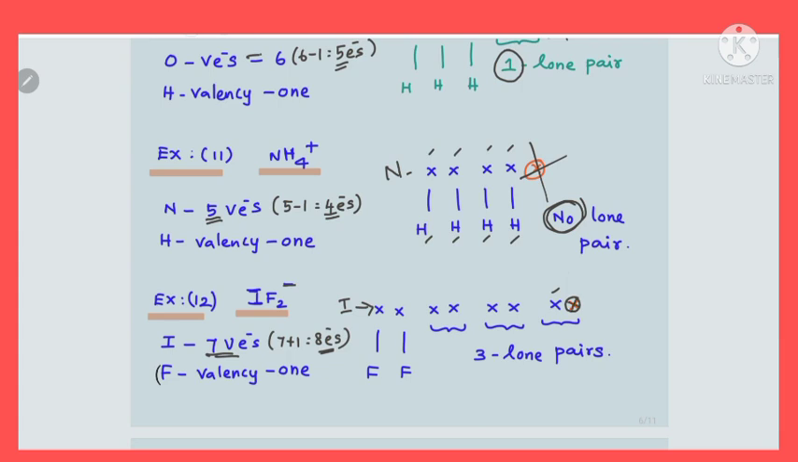Right, now with iodine we have 2 fluorine atoms, so the 2 fluorines make 2 single bonds with iodine, which means the iodine is using only 2 electrons. So 6 electrons are left unused. So in IF2 minus, the total number of lone pairs is 3. Okay, right. So this is a simple trick which is used to find out the number of lone pairs of electrons present in inorganic molecules, even positive and negative charged species also.